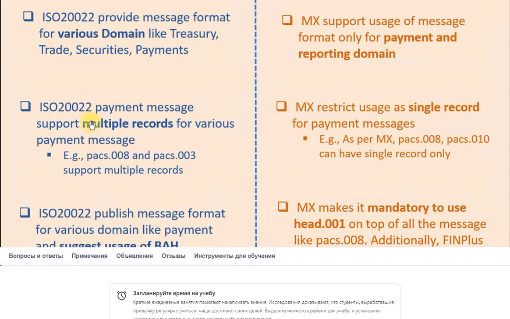ISO 20022 messages have been created to support the bulk nature, like for credit transfer PACS.008 and for direct debit PACS.003. They support multiple records. So in a single message, there can be multiple records. While MX has restricted this particular thing for now, and they have said that it will be only single, like for PACS.008, it is a single message record. PACS.010, it is also single. Although this restriction is considered temporary, as of now, multiple records are not allowed.